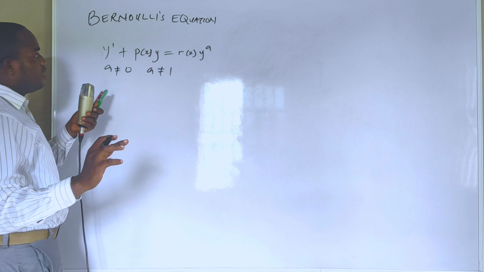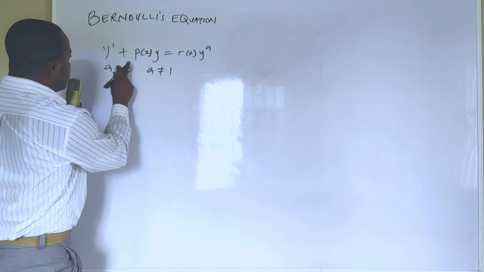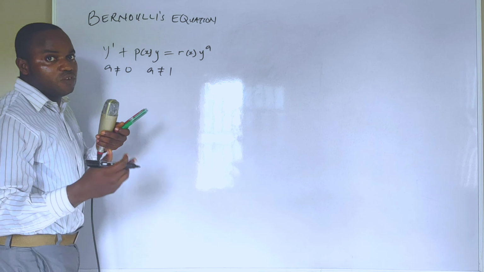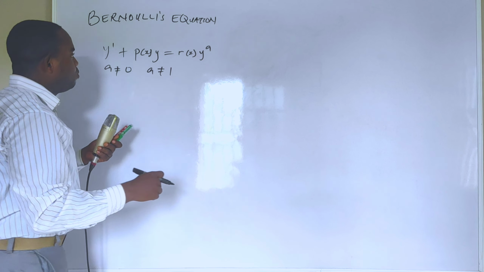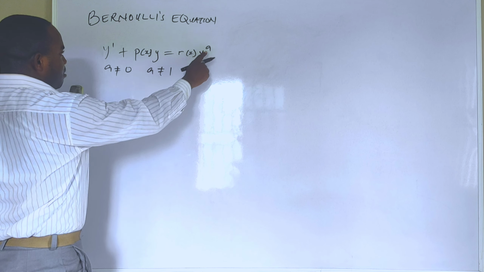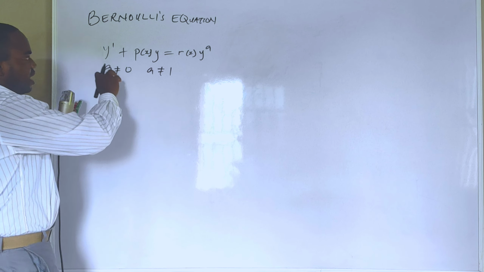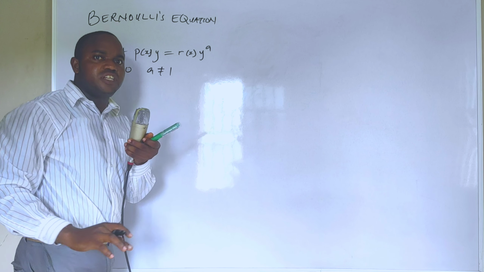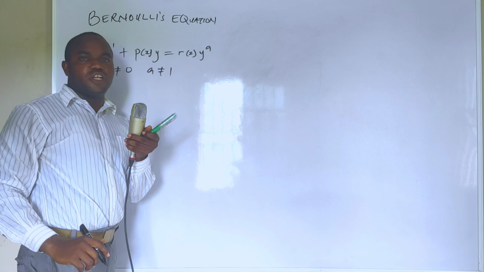Another reason a differential equation can be non-linear is when you have a product of the function y and one of its derivatives, maybe its first or second derivative. In this case we don't have that, but the power a is other than 0 or 1. In that case, this differential equation is said to be non-linear. So this is the general form of a Bernoulli's equation.